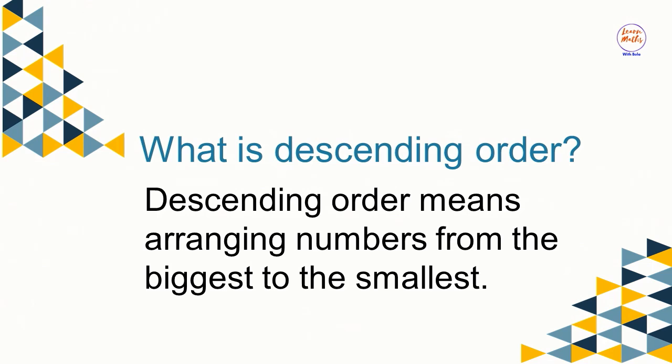What is descending order? Descending order means arranging numbers from the biggest to the smallest, like you are descending on a staircase. You are coming from up down. So now, when it comes to arranging numbers, descending order means arranging numbers from the biggest to the smallest.